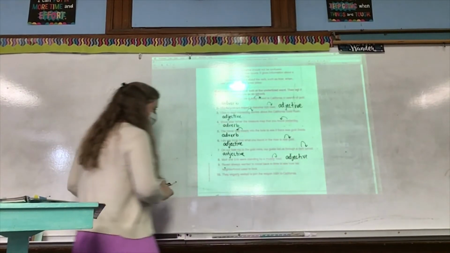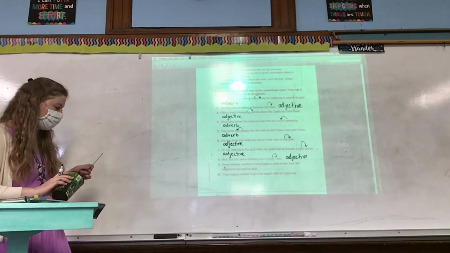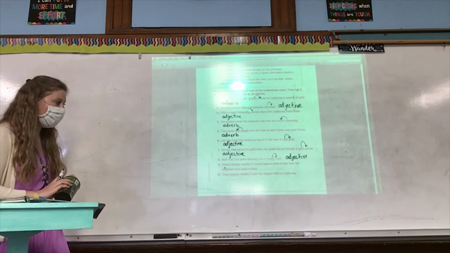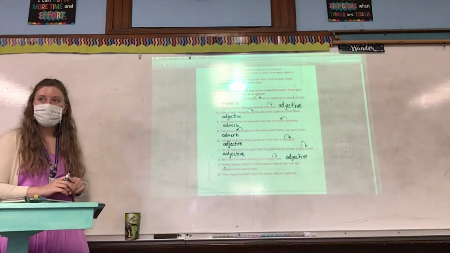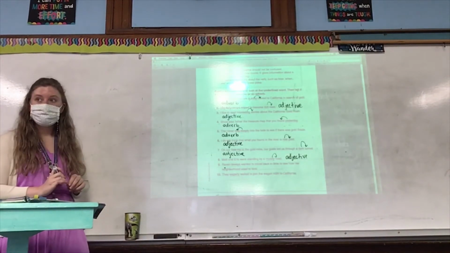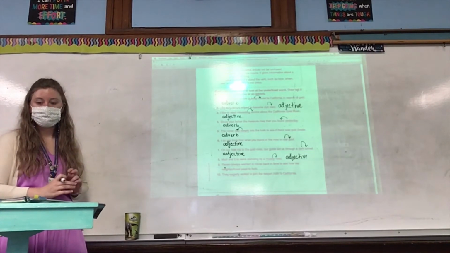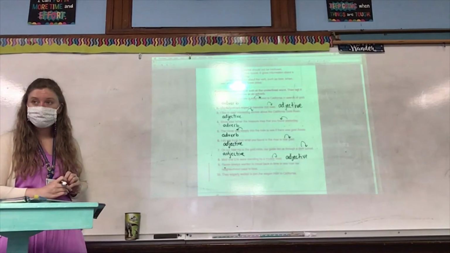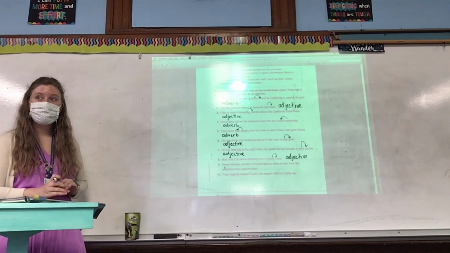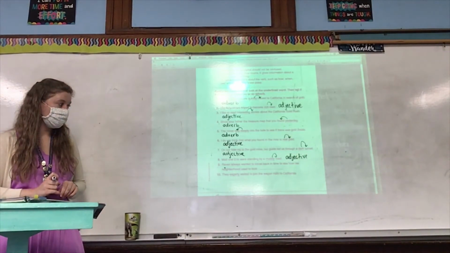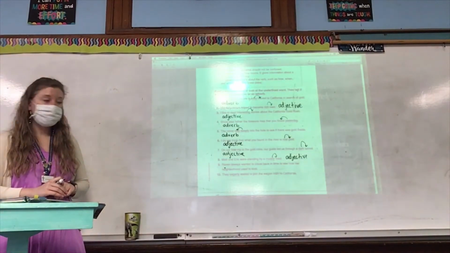Number 9, Raven always wanted to travel back in time to see how her neighborhood used to look. Always is describing what word? Victoria. Always is being used to describe what word? Raven.